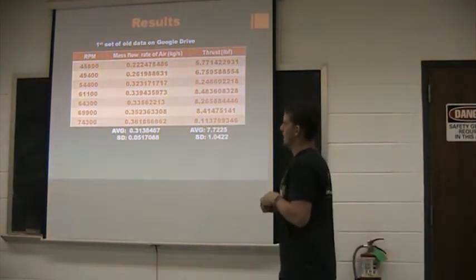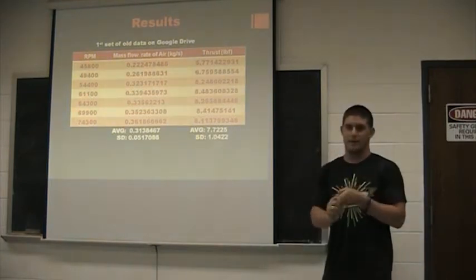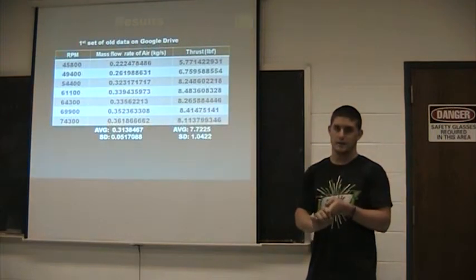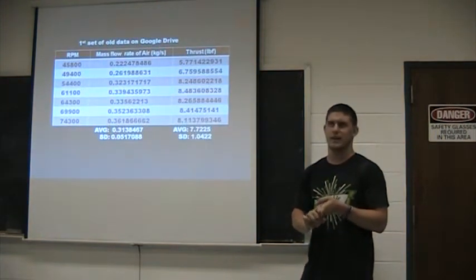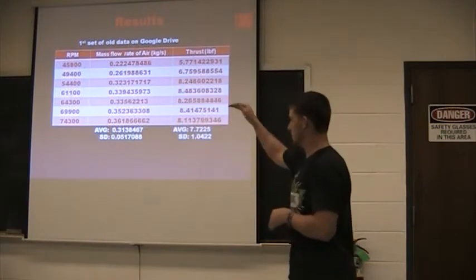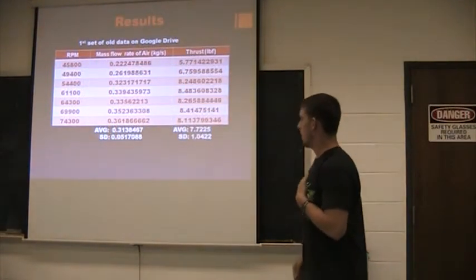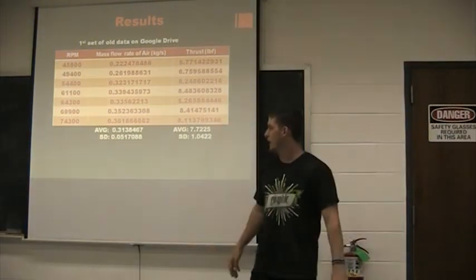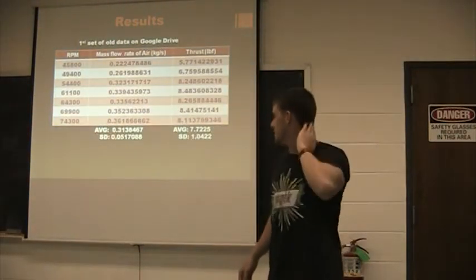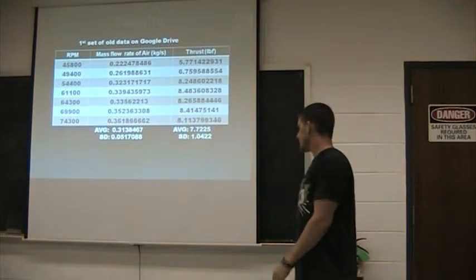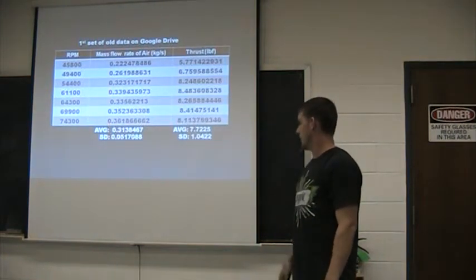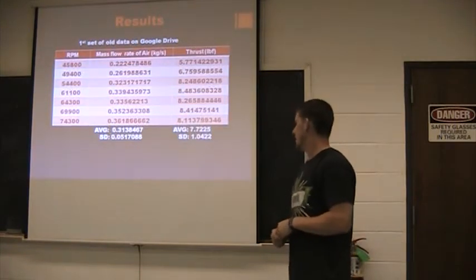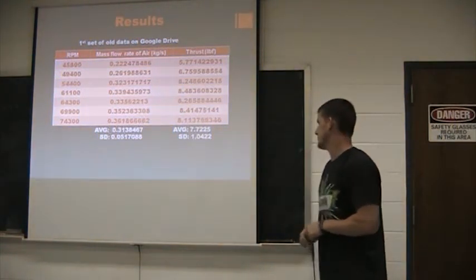Now some results. Here I have a table of results. As you can see, we were asked to calculate at 40,000, 50,000, 60,000, 70,000, and 80,000. And we also wanted to do some in between. But the overall mass flow rate average, I got to be 0.3138. The standard deviation of that was 0.051. And then the thrust, on the other hand, the average was 7.725. And the standard deviation of that was 1.022.